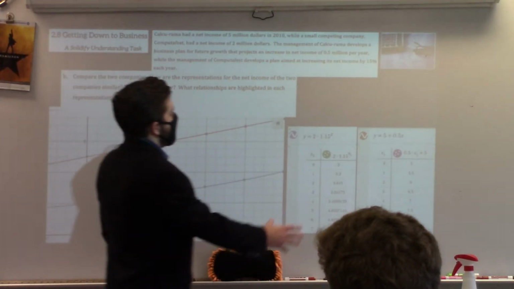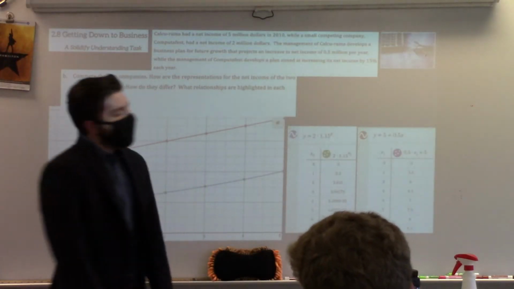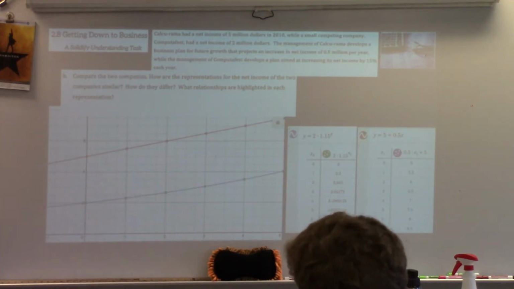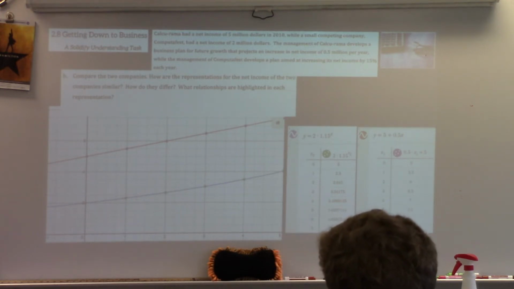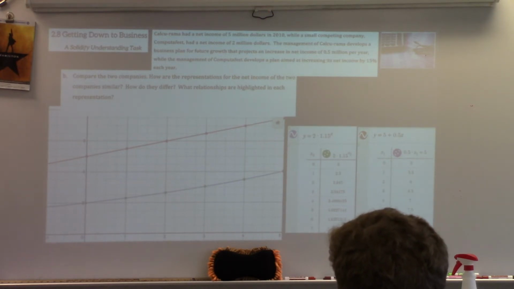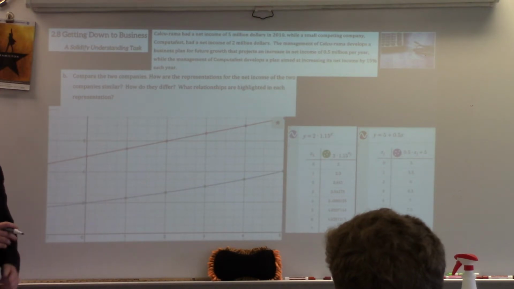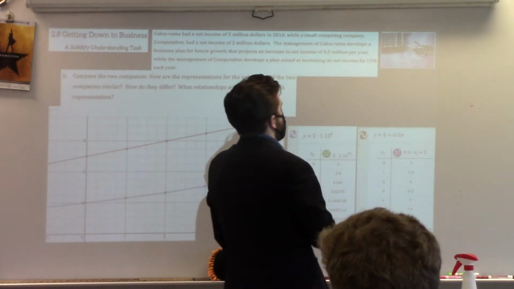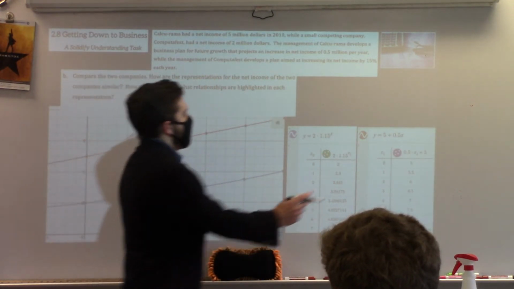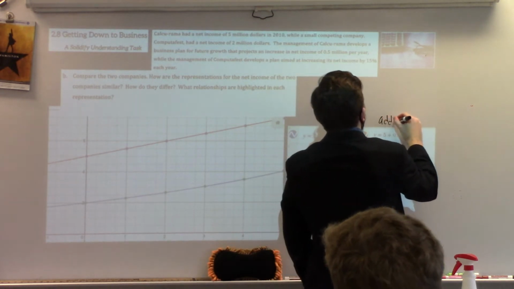This probably looks more like the graph you drew by hand, and then we had these two tables and our equations, right? So, looking at all three of these representations right now, what is different or what is similar about these two companies? One's adding 0.5 million. Okay. Which one is adding $500,000? This one, right? So we're adding $500,000.